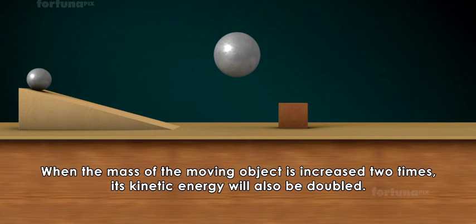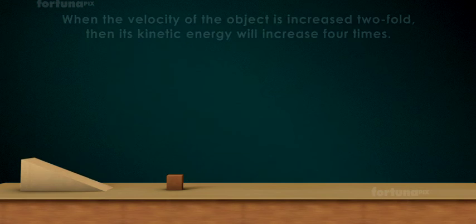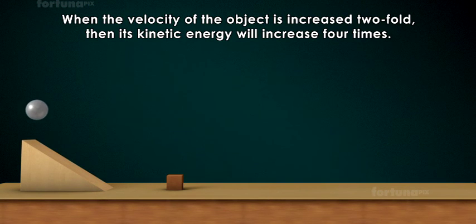When the mass of the moving object is increased 2 times, its kinetic energy will also be doubled. When the velocity of the object is increased 2-fold, then its kinetic energy will increase 4 times.